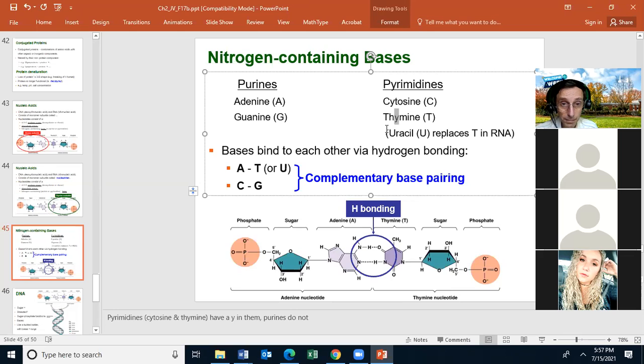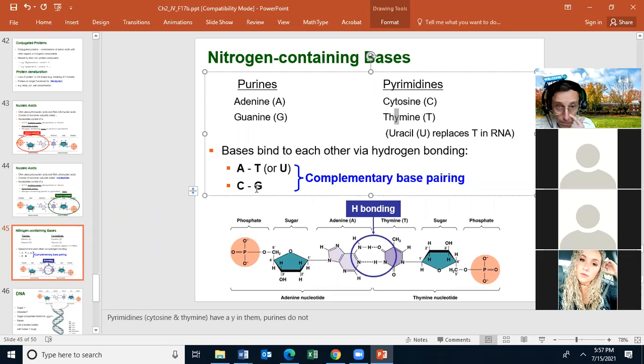The bases bind to each other via hydrogen bonding, and they only bind to their complementary base. So an A will only bind to T in DNA, and a T will only bind to A. Now, we're talking about DNA. If we have RNA, you don't have T, you have U, and I'm just going to leave it there. And then C can only bind to G, and G can only hydrogen bind to C. So those are the complementary bases.